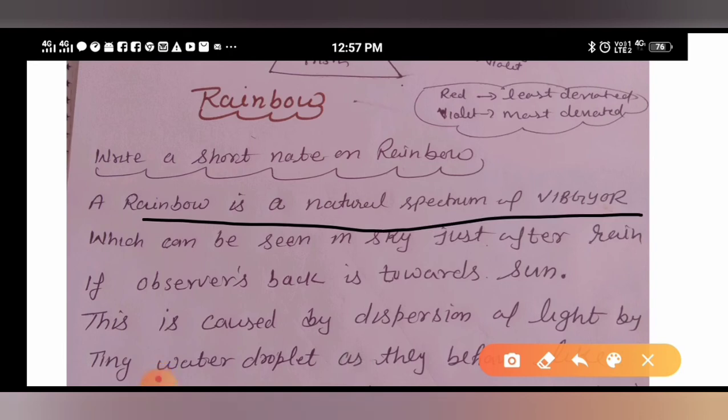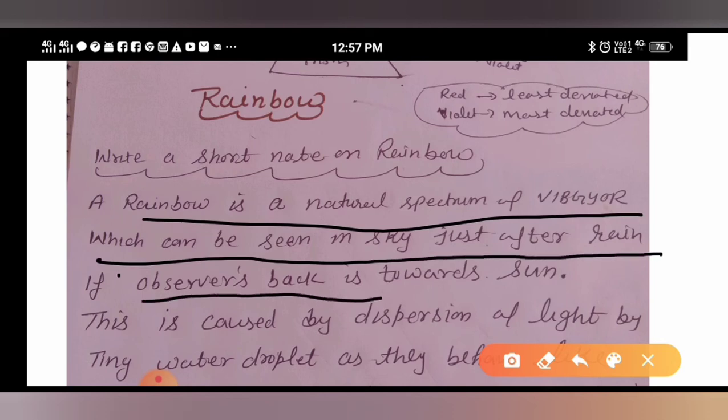7 colors you can see in a rainbow, which can be seen in the sky just after rain if the observer's back is towards the sun. Only you can see it just opposite to the sun. If the sun is towards your west direction, so obviously the rainbow you can see towards the east direction. That means opposite to the sun, and the observer's back should be towards the sun.